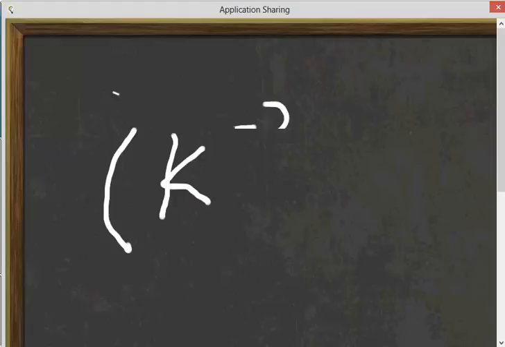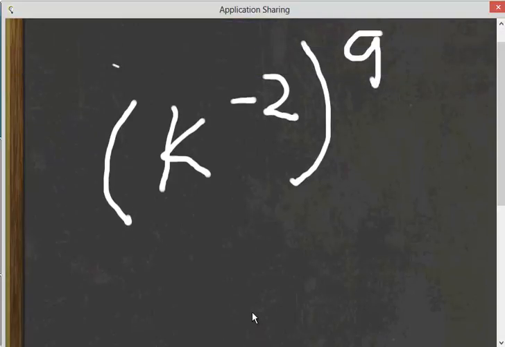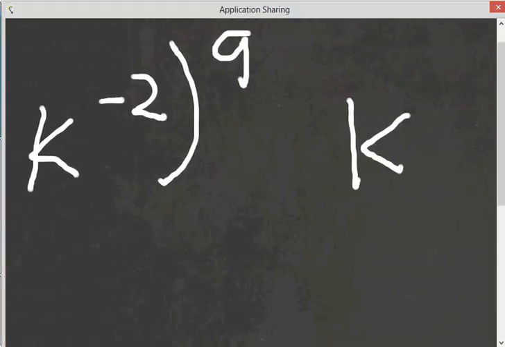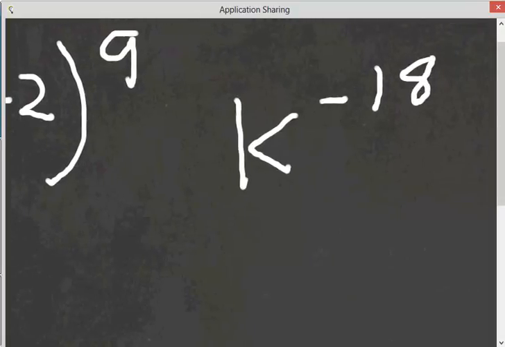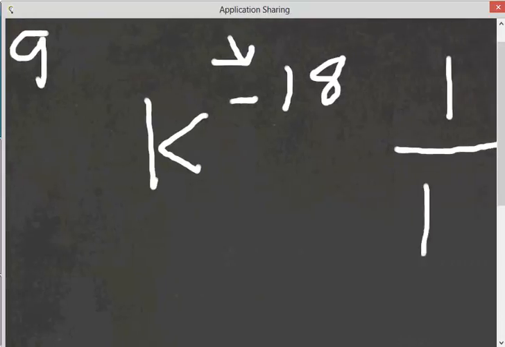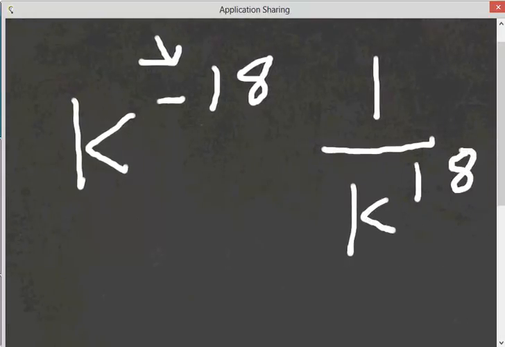If you were given k to the negative 2 power raised to the 9th, we know that it's a power raised to a power, so we're going to multiply those. That gives us k to the negative 18th. But we don't want to end up with this negative exponent, so we simply are going to take it to the bottom. We get 1 over k to the 18th. Simple enough?